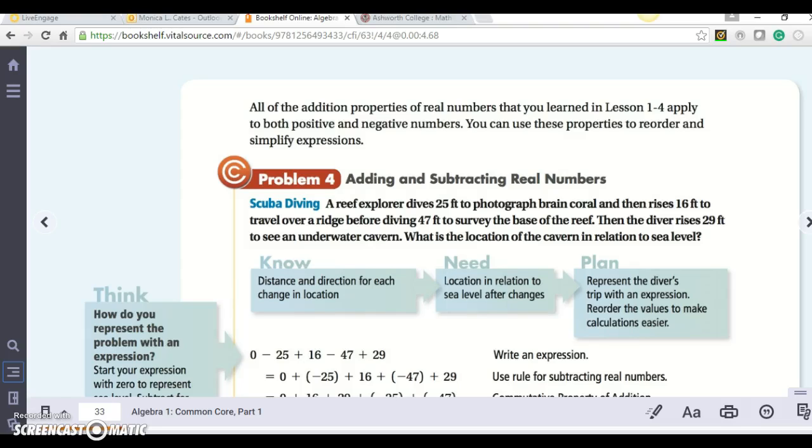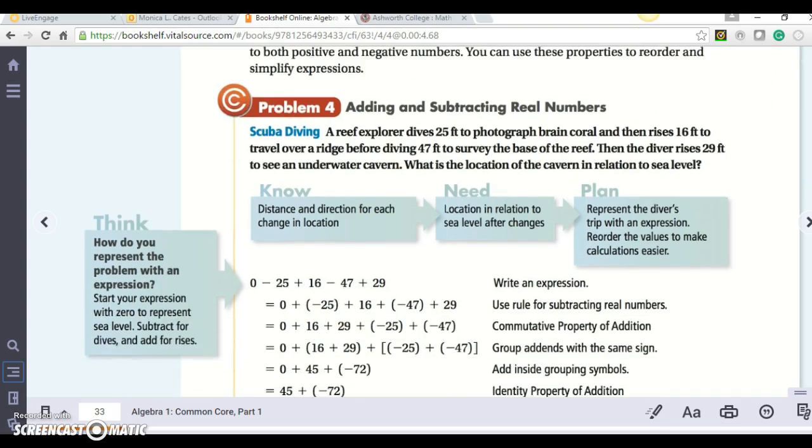Okay, let's take a look at problem 4, which is an application of adding and subtracting real numbers. It says up here, all of the addition properties of real numbers that you learned in lesson 1-4 apply to positive and negative numbers. You can use these properties to reorder and simplify expressions.